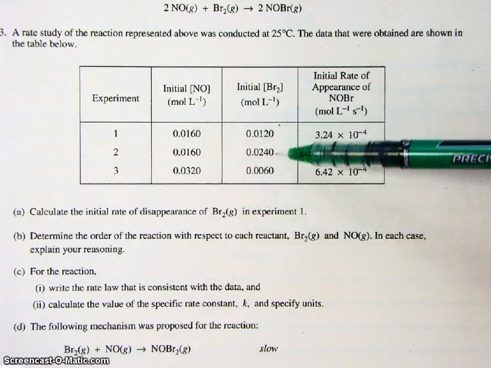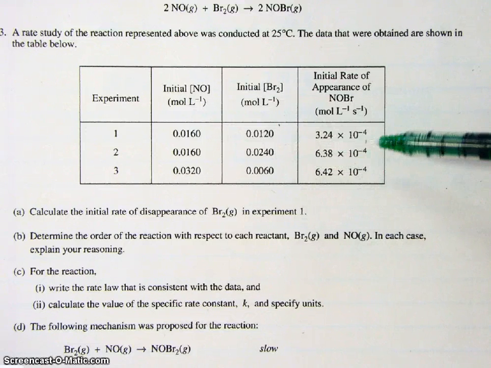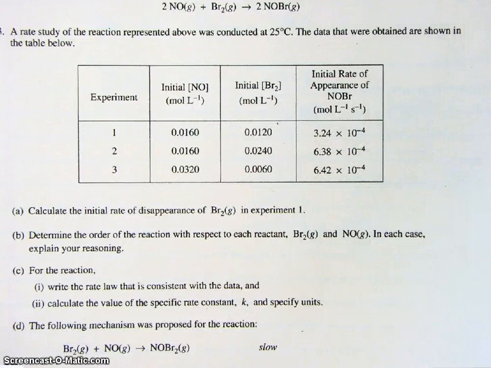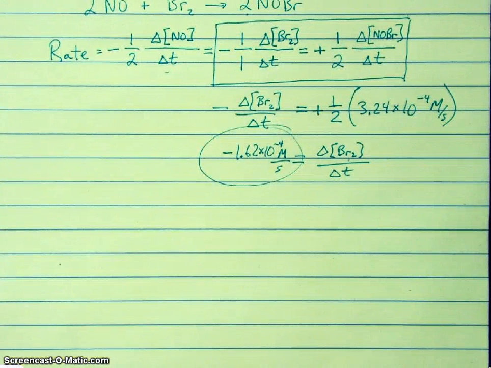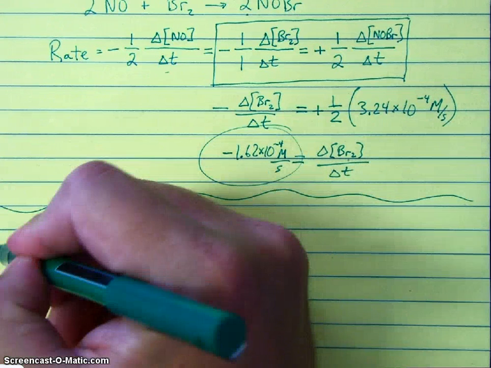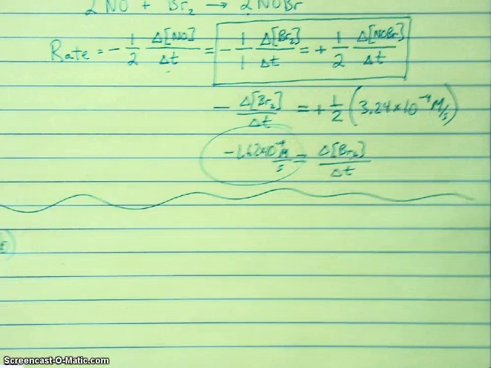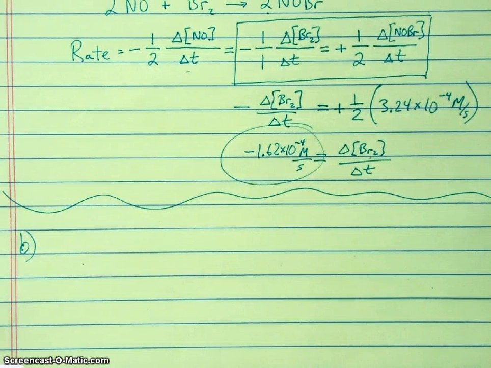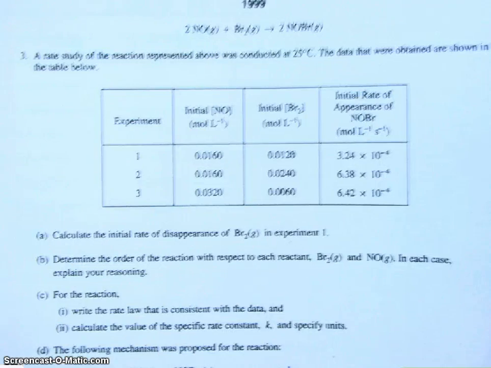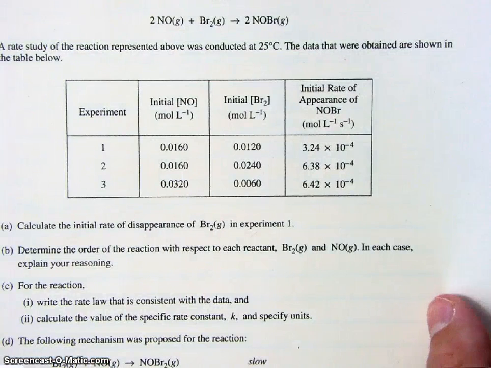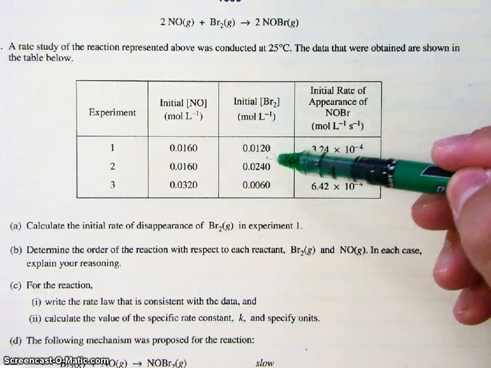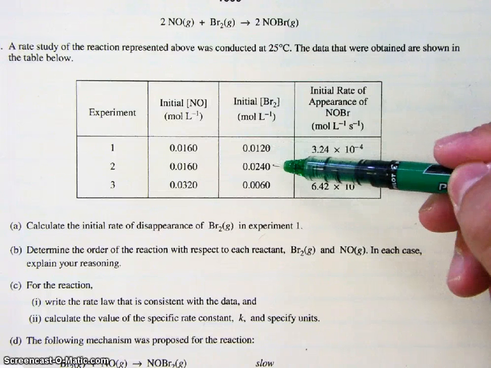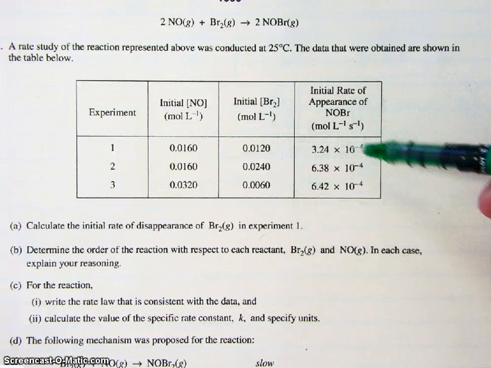The follow-up to that question is to find the value of the specific rate constant K and specify units. So we're going to do two things here. Both of them involve the rate law itself. On the next page, we're going to take one experimental trial, experimental trial 1, and put its data into the rate law that we just wrote. That will help us solve for the rate constant. And then I'll show you how to find the units for K. So I'm just going to copy this over on the next page and we'll keep working from there with experiment 1's data.